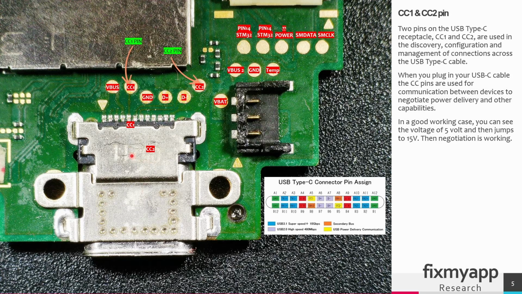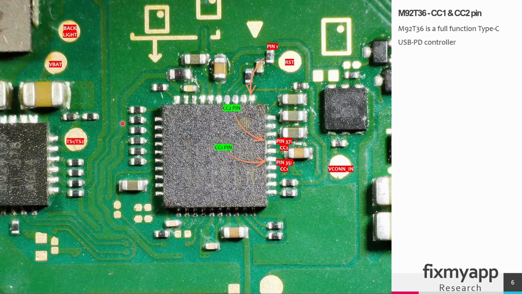So the power delivery data lines 1 and 2 from the USB-C port will go to a power delivery IC, also known as the M92T36 IC. So these lines will go directly to this IC. This IC is called the M92T36, and the configuration pins 1 and 2 will go to pins 37 and 35 of this IC.